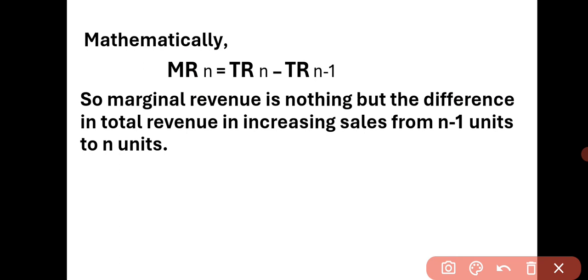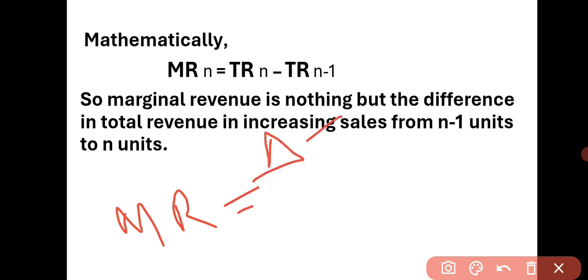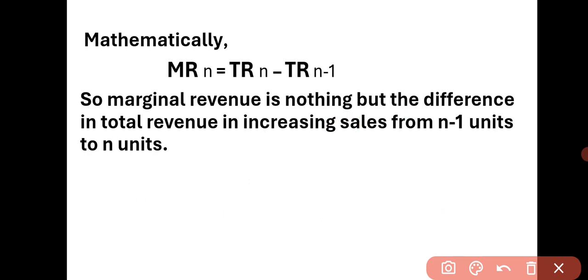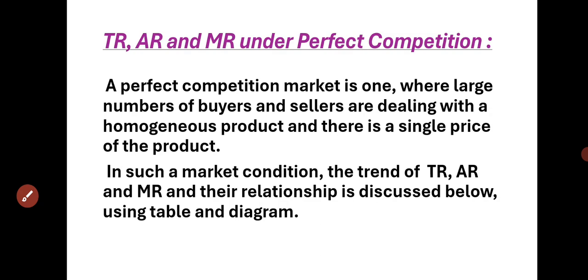It can also be written as marginal revenue of nth unit is equal to delta TR, change in total revenue, by delta Q, change in quantity. By changing the quantity of a commodity, what is the change in total revenue? That will be your marginal revenue, right? Then we will discuss the total revenue, average revenue and marginal revenue under perfect competition market.